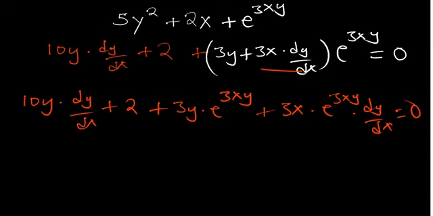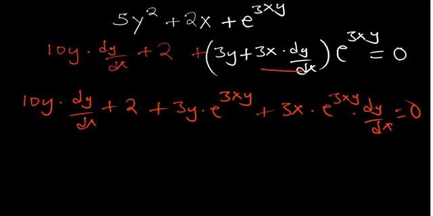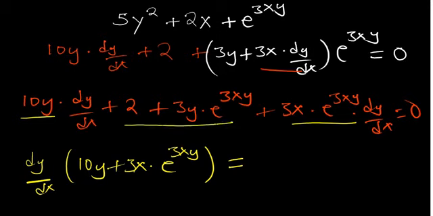So if you look at what we have, how many parts have the dy dx? Those are the two parts, right? So those are going to remain on the left hand side. So I can directly factorize dy dx without wasting much of your time. So dy dx, and what remains is 10y for the first term, and then the other one is 3x times the exponential e to the power 3xy, equal to what goes to the other side of just these two terms. So I have minus 2 minus 3y e to the power 3xy.